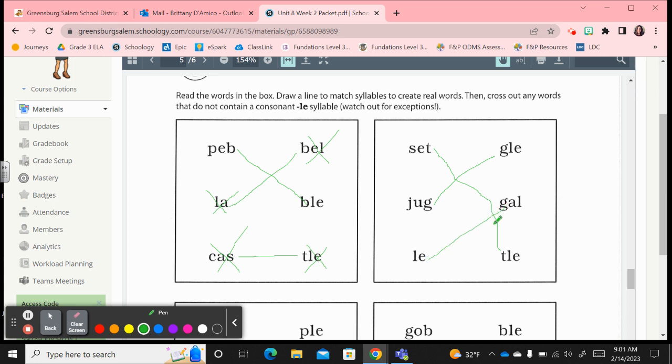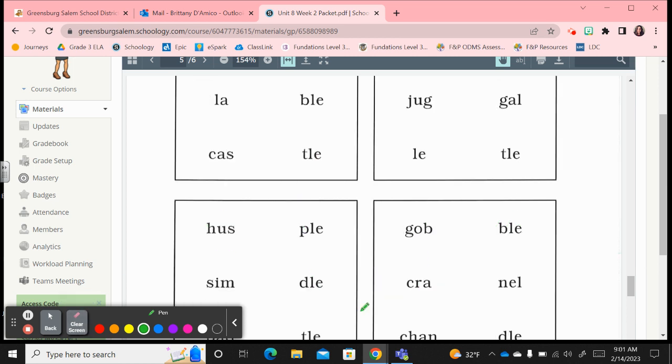Legal. It is legal to wear your seatbelt in the car. You should do that. However, notice that's not a consonant LE, so we're going to cross off legal. Okay, let's go down to the next two boxes.